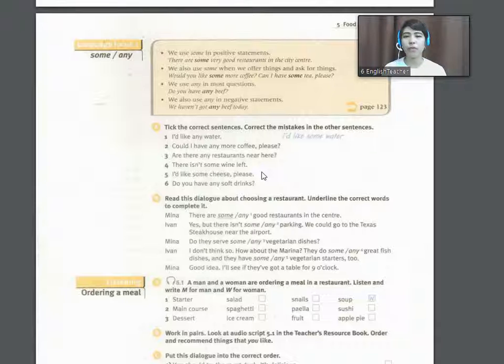Now, let's try to move on to activity letter B if you don't have any questions. Okay, now for activity letter B, all we have to do is read the dialogue. Read the dialogue about choosing a restaurant. We have to underline the correct words to complete it. So you have to choose what you think is the correct answer. Okay, now let's try student A. You will be Mina.